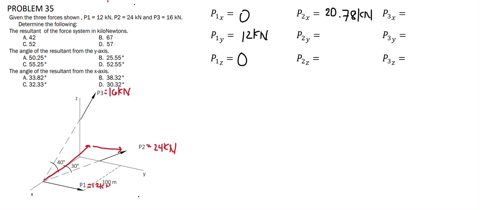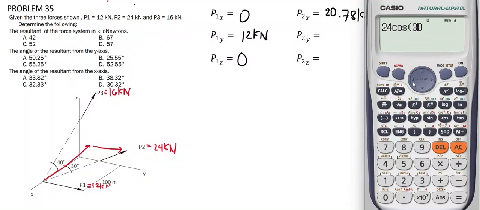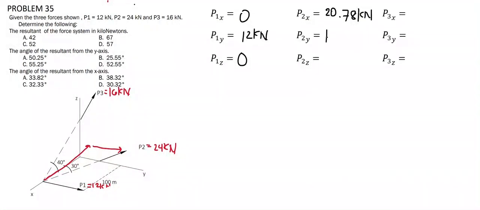And to solve for the y component, we utilize the sine function to get the opposite side. That is equal to 12 kilonewtons. And it has no z component because it lies on the xy plane.